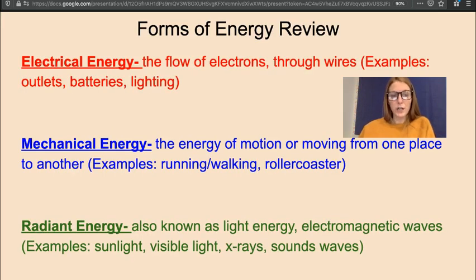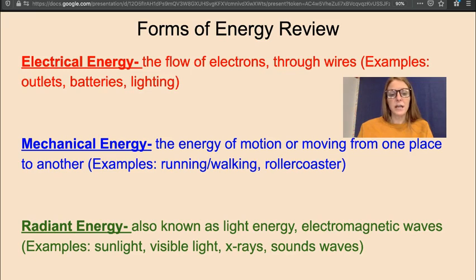So before we get into the transfer part, I just want to quickly review with you the different forms of energy. We went through these last week during live session as well. Just to give you a quick review, electrical energy is going to be the flow of electrons. So that's through wires. If you have power outlets or items that you have to plug in, then they're going to have electrical energy. Items that use batteries are going to have electrical energy as well. So like remote controls, toys, things like that are going to have electrical energy.